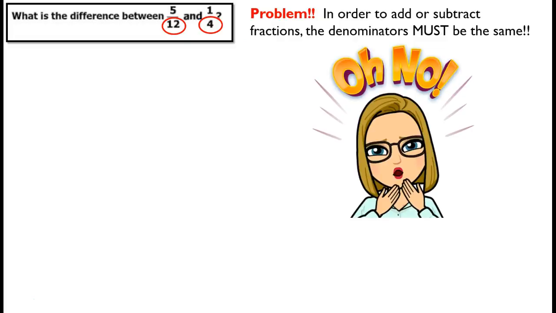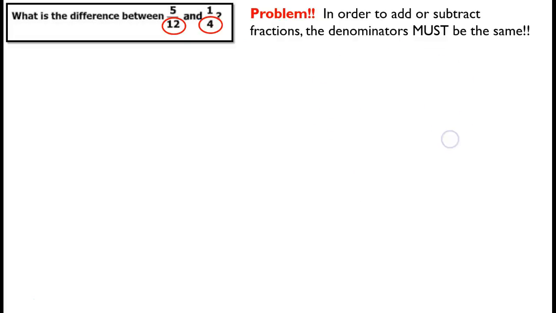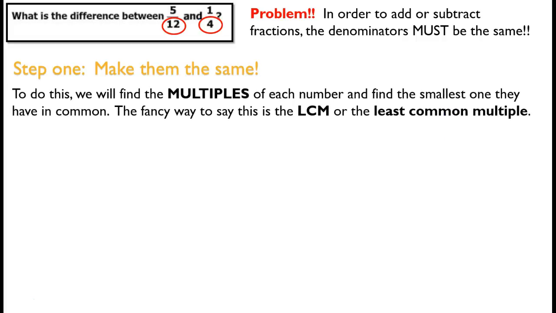No worries. Remember, just one step at a time. So step 1 is simply make them the same. And guess what? You know how to do that because you already know one of the skills that we just learned. In order to make the denominators the same, we find the multiples. We find the common multiples. And we're going to take the least common multiple and we're going to make that the denominator. So let's do this step by step together.